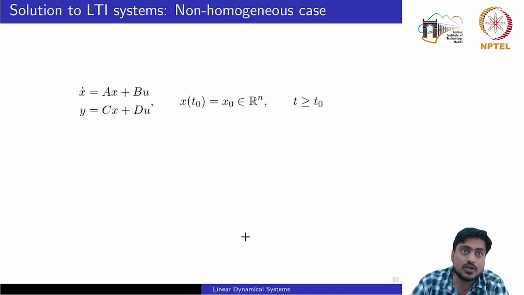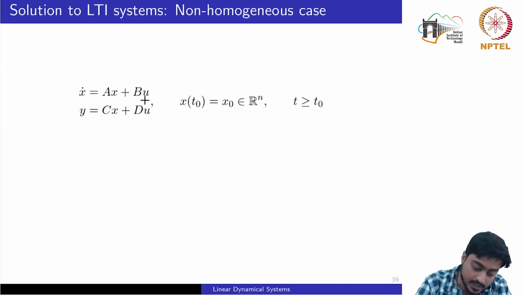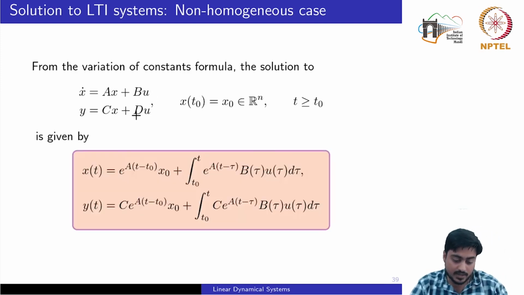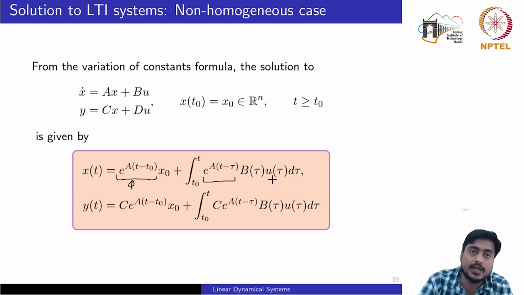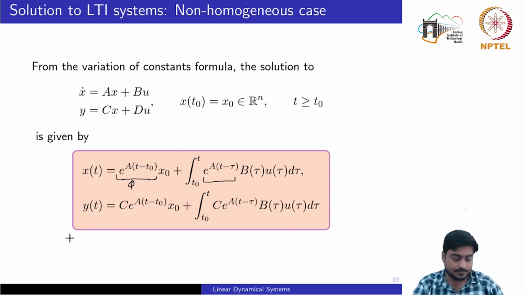Okay, coming on to the non-homogeneous case, where we are now using u also. So this u would have a similar effect to what we had seen in the linear time varying case. This is the state transition matrix phi. This is also the state transition matrix into B into u. So if we go through the solution of the LTV system and I replace those state transition matrices by this matrix exponential, I would get the same solution for the x and for the y as well. Okay.